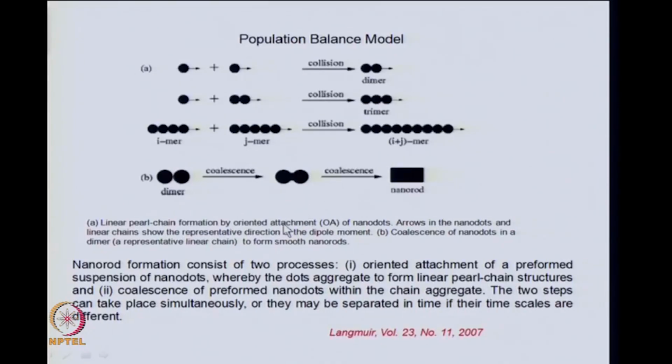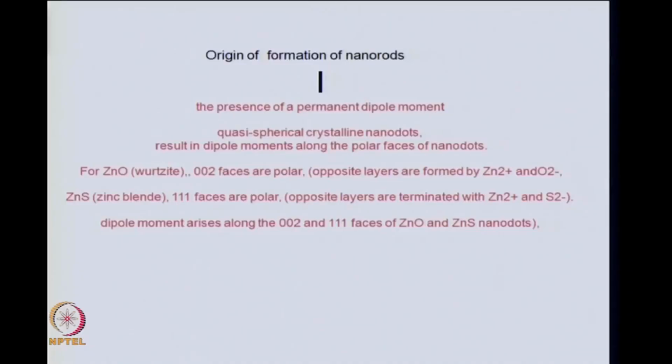So, this is called the oriented attachment mechanism, and basically first there is an oriented attachment, and the second stage is the coalescence of the aligned nanoparticles to give the final nanorod. So, the oriented attachment of the particles and then coalescence together give you the mechanism for the rod formation in these systems. There is another reason for this oriented growth.